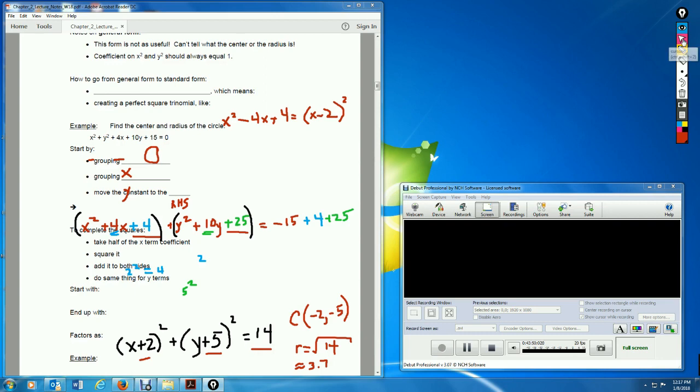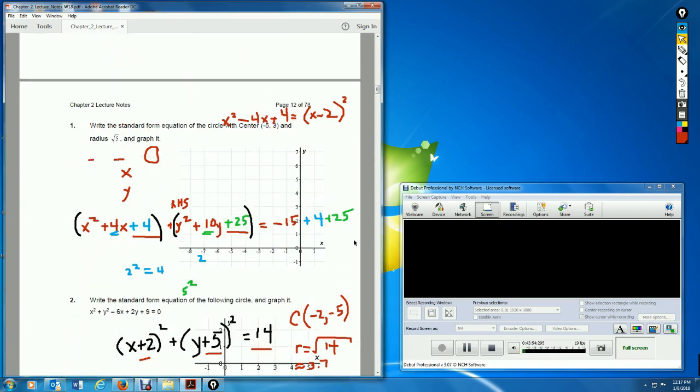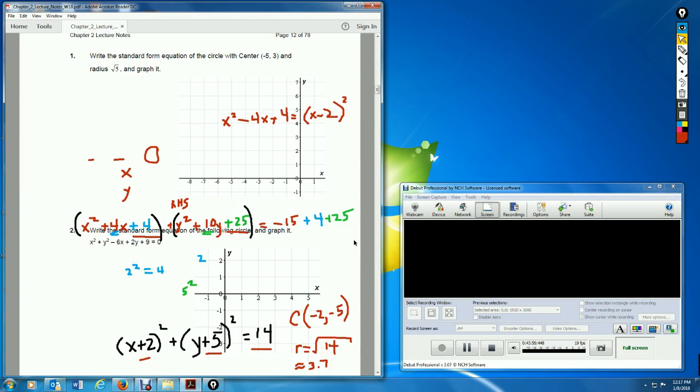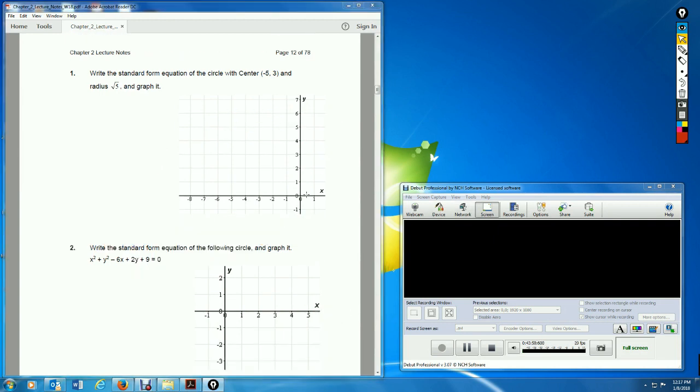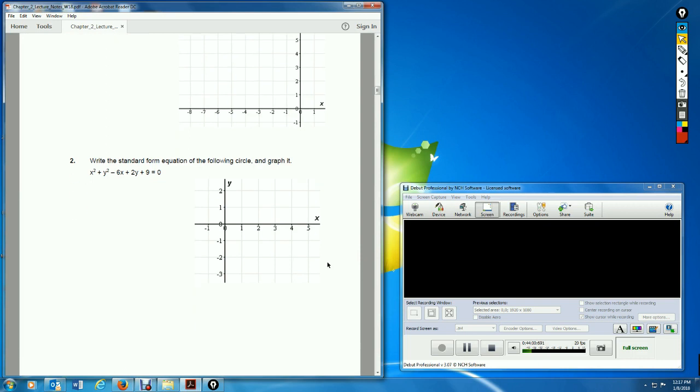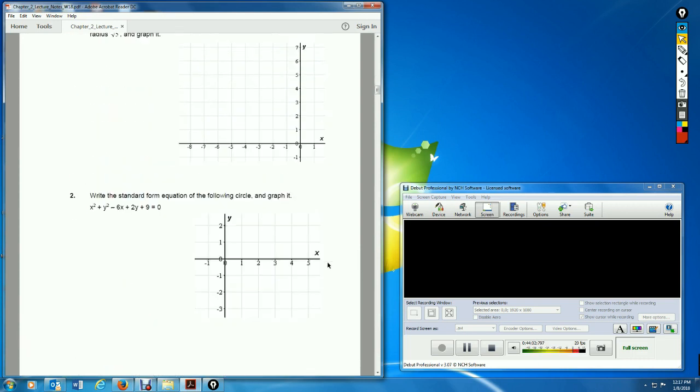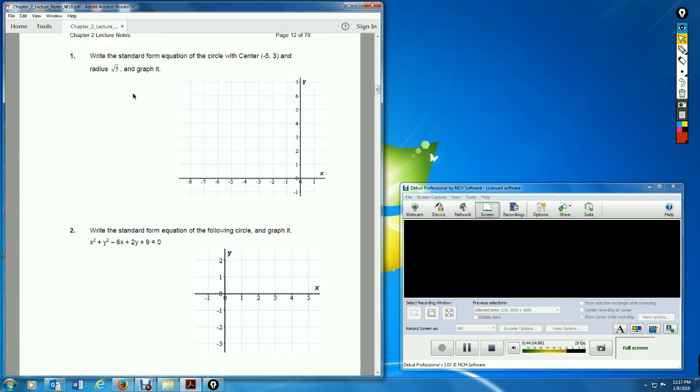All right, now I'm going to scooch down and erase. Okay, so again, I want you guys to pause and go ahead and try these two problems on your own before you watch the solution.